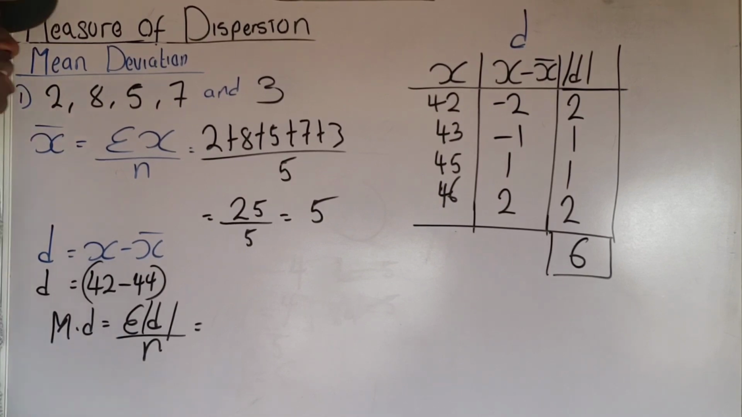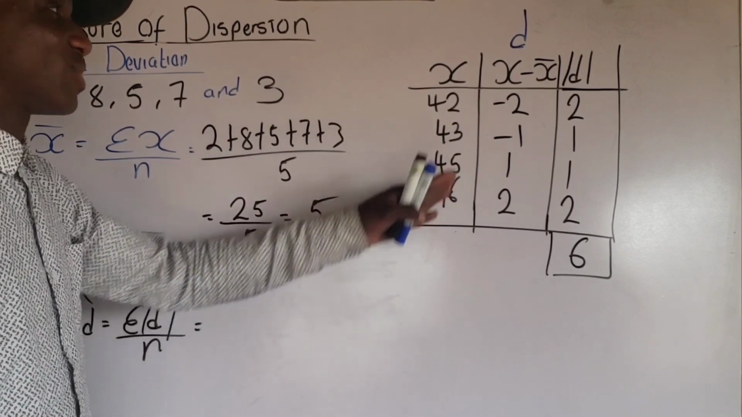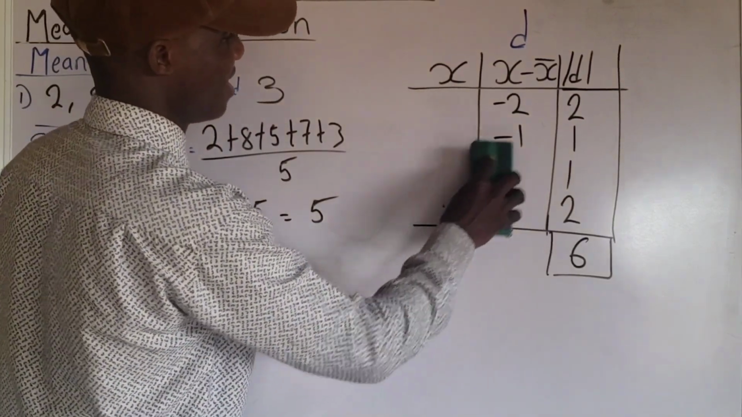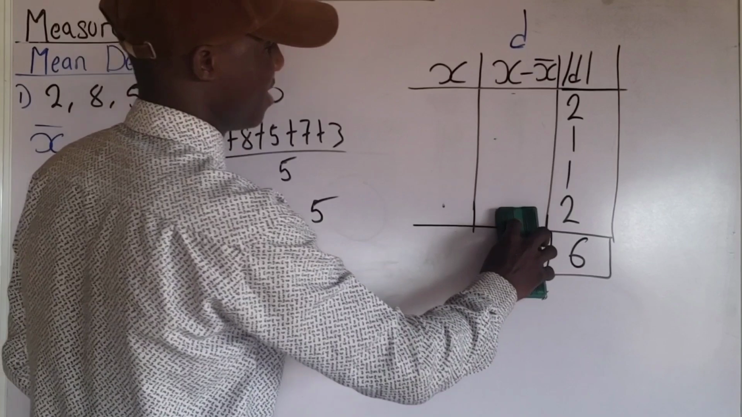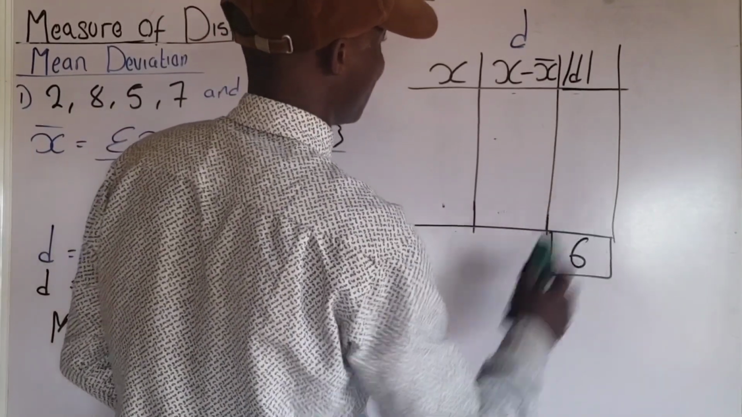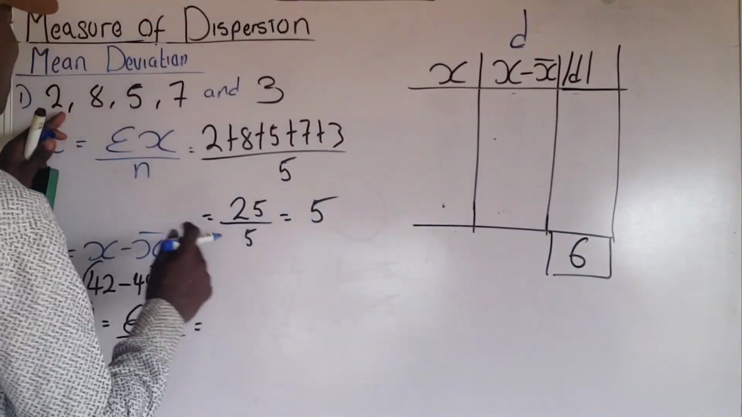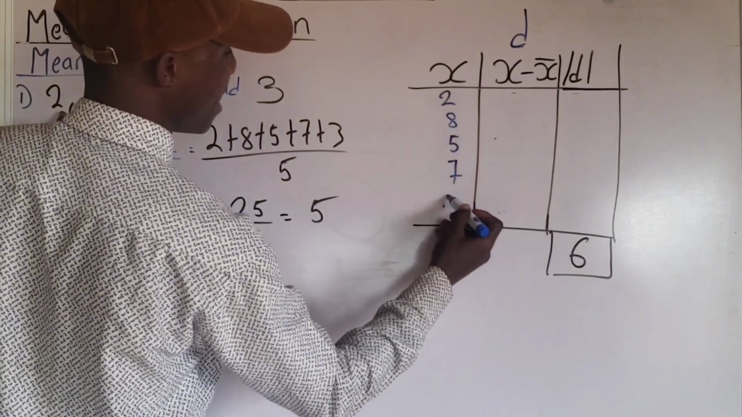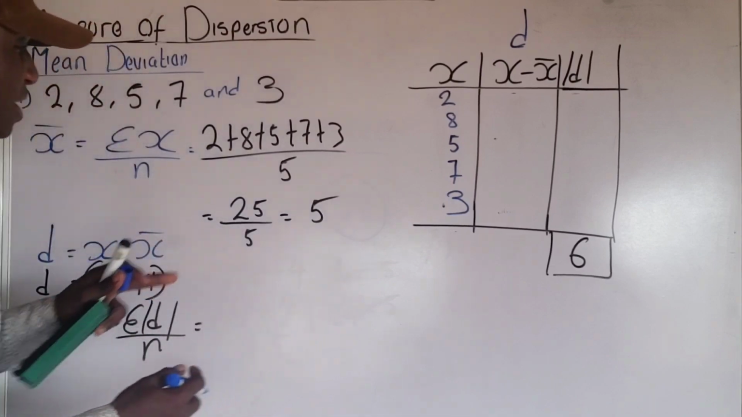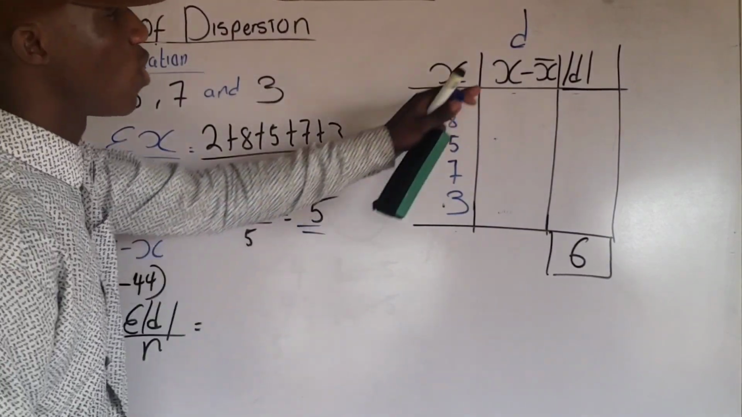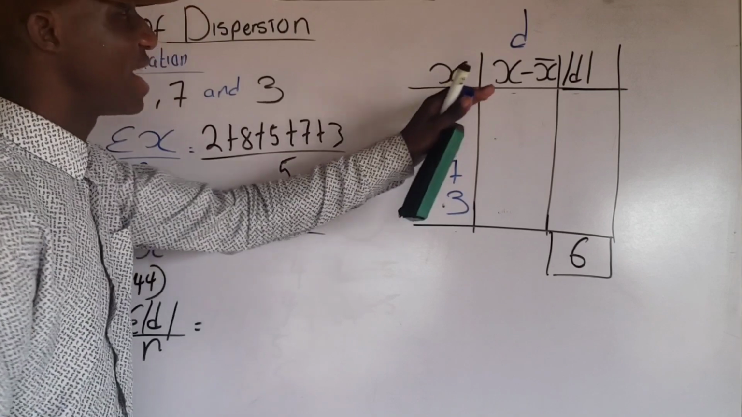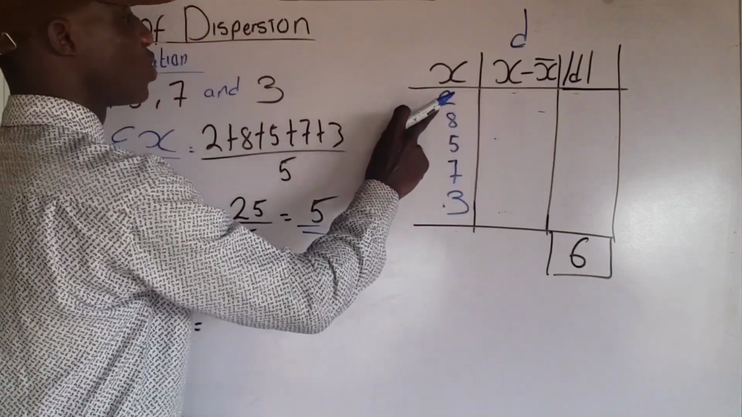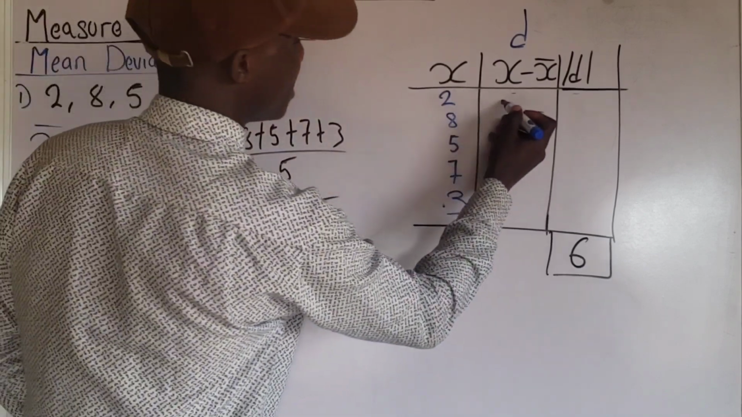Now, I just want to erase this so as to make use of the same table, okay? So I've not done anything. Okay, so let us put our x. Our x are 2, 8, 5, 7, and 3, okay? And mean is what? 5. Our mean is 5. So we need to compute the deviation, okay? The deviation is what? X minus mean. Now, x is 2. If I want to get the value for these cells, I'm going to say 2 minus 5, okay? So I'm going to have negative 3.